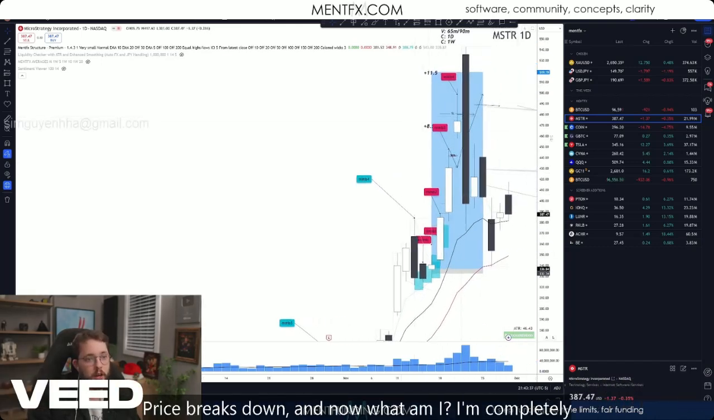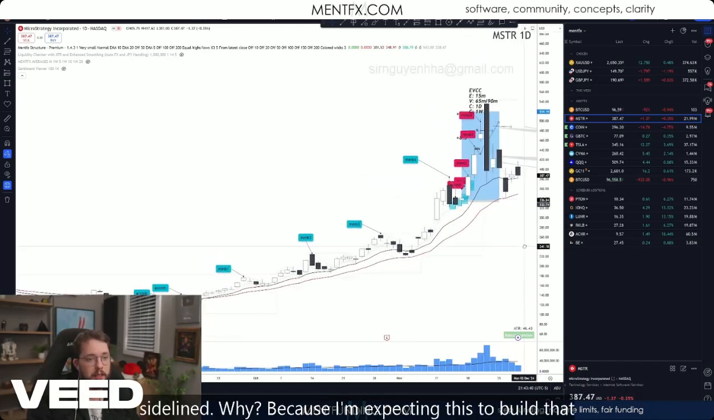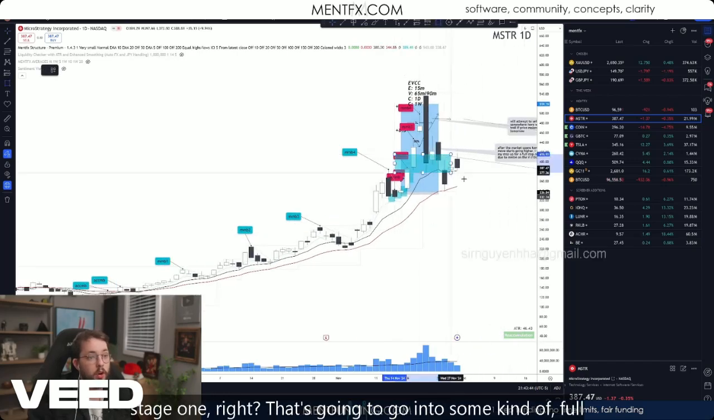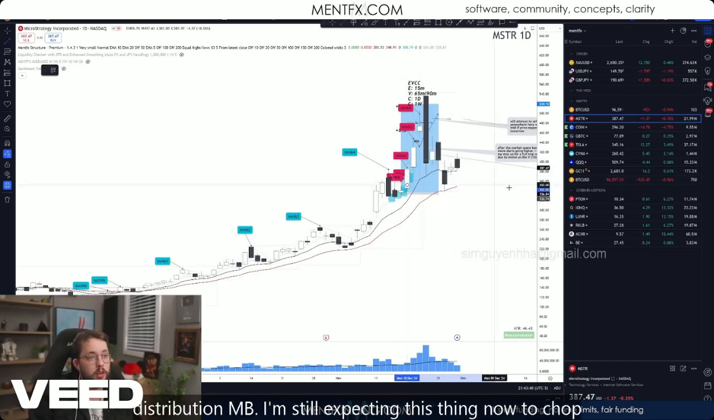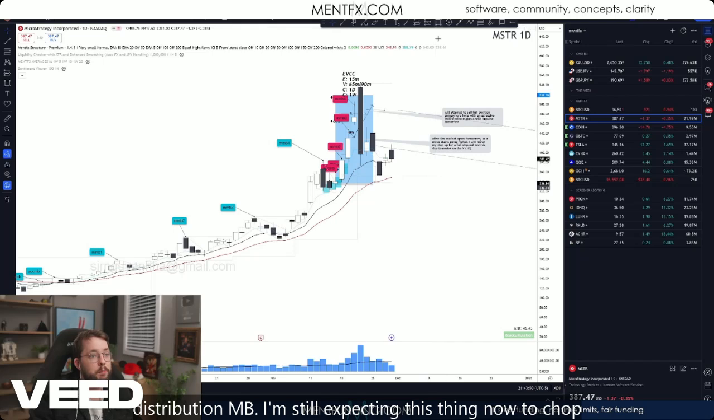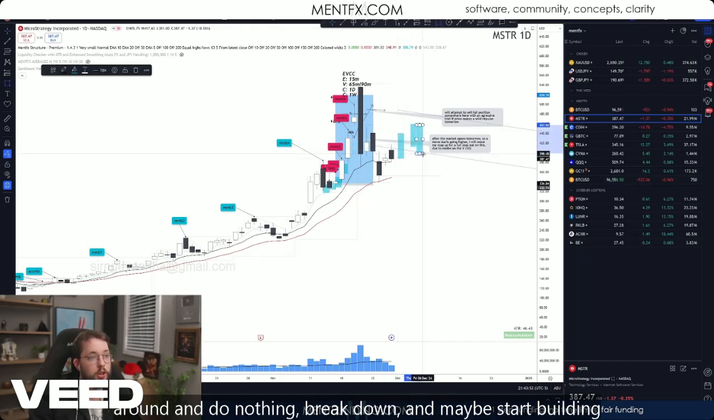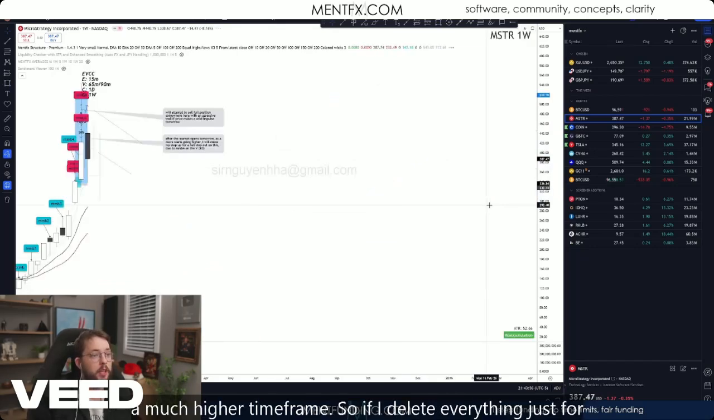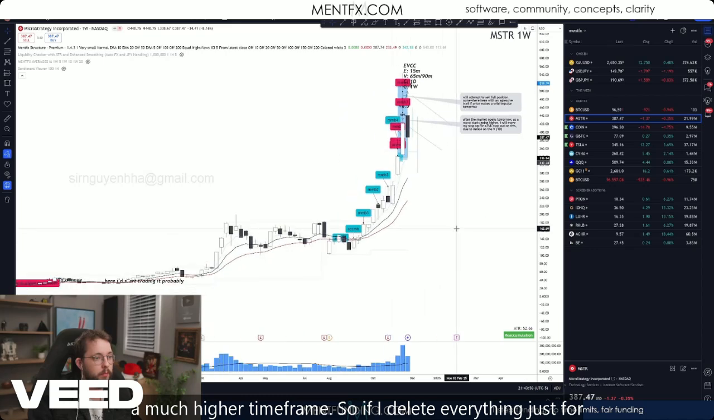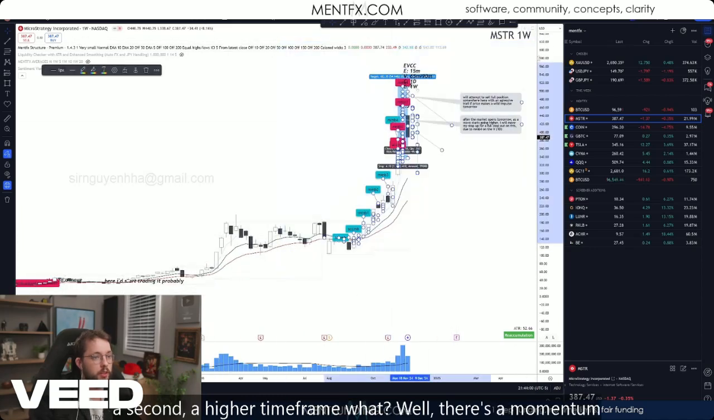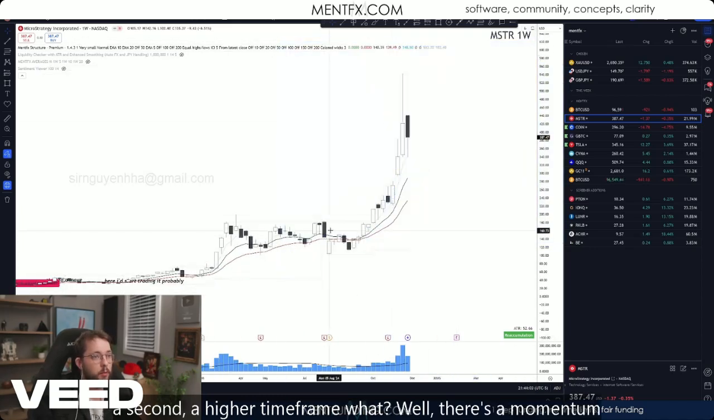Price breaks down, and now what am I? I'm completely sidelined. Why? Because I'm expecting this to build that stage 1, right? That's going to go into some kind of full distribution MB. I'm still expecting this thing now to chop around and do nothing, break down, and maybe start building a much higher time frame. So if I delete everything just for a second, a higher time frame, what?